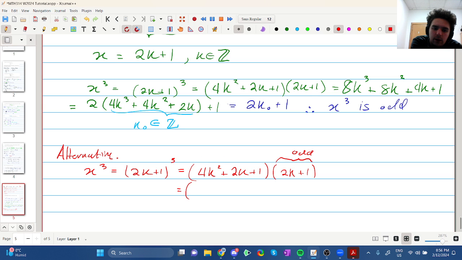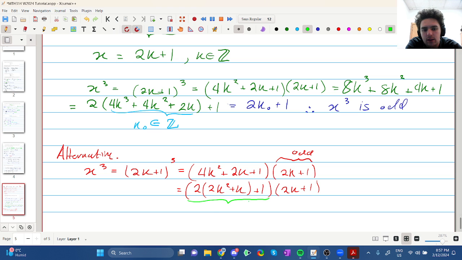This is also an odd number, right? So you could write this as 2k squared plus k plus 1 times 2k plus 1. And so we have odd times odd, which is odd, times odd, which always results in an odd number. But you'd have to separately prove that, I guess, that an odd number times an odd number is always an odd number. But anyways, here, assuming that's true, then that's a conclusion you can make.